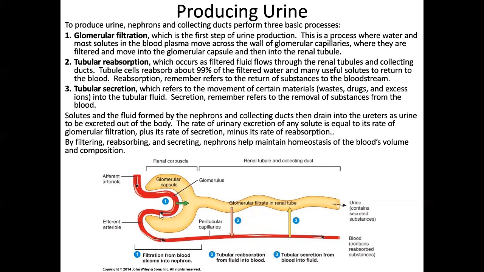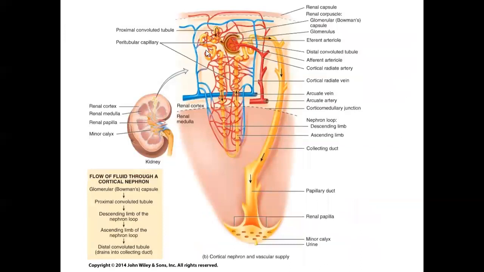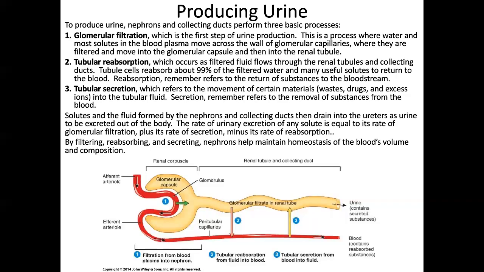What doesn't leave the blood comes out via the efferent arteriole, which eventually transitions and becomes those peritubular capillaries, which are all these red squiggly lines that are wrapping around the proximal convoluted tubule, loop of Henle, etc. And then at this point, throughout the renal tubule and into the collecting duct, we're going to bring stuff back to the blood through the process of tubular reabsorption. We've talked here lately about absorption.